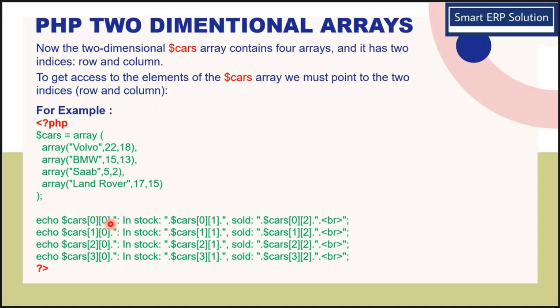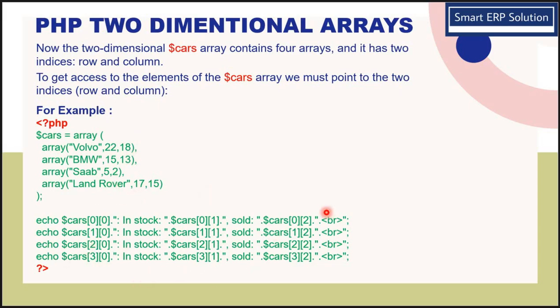Cars[0][0] means this value, Volvo. Cars[0][1] means this value, in stock 22. Cars sold, cars[0][2] means this value, 18. Then cars[1][0] means row 1 and column 0. So this is the row and this is the column.